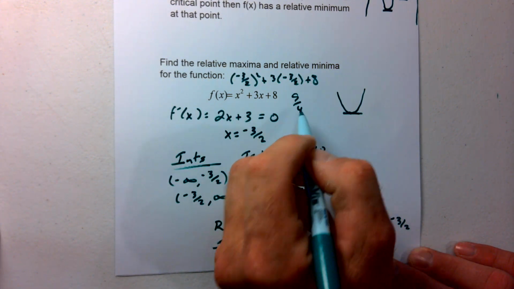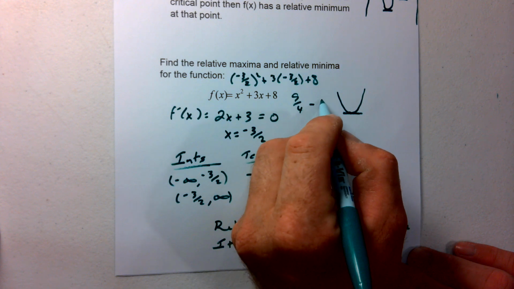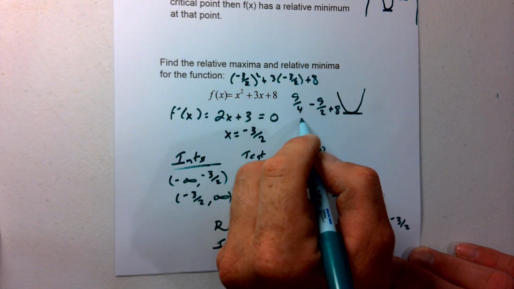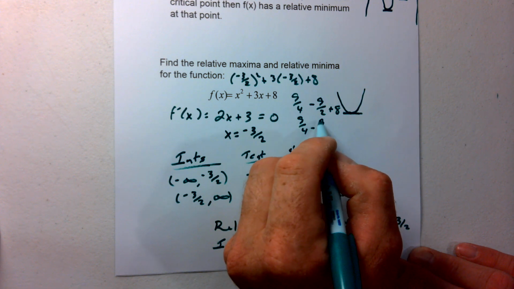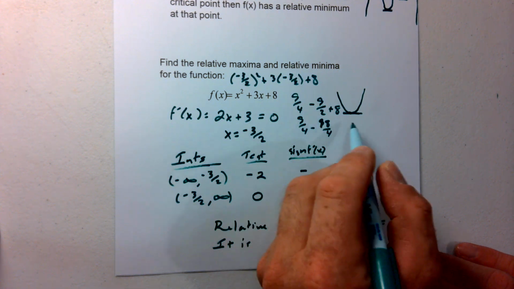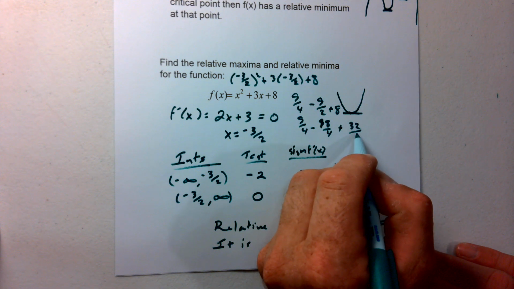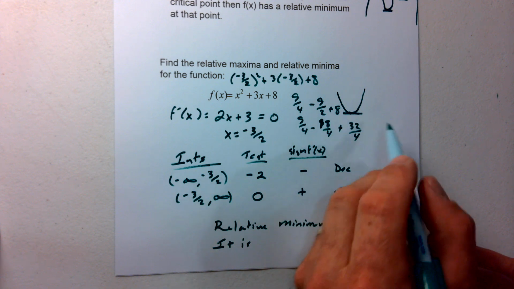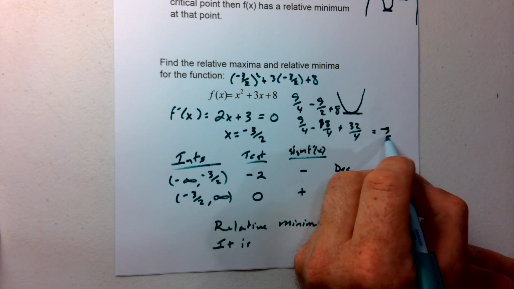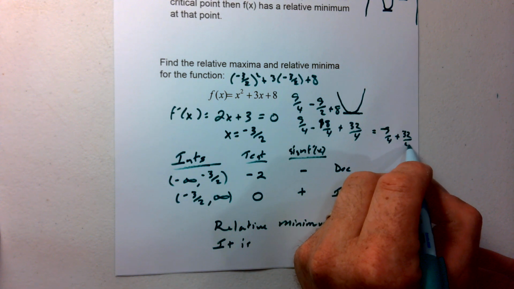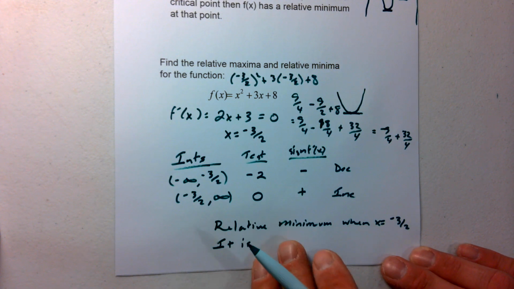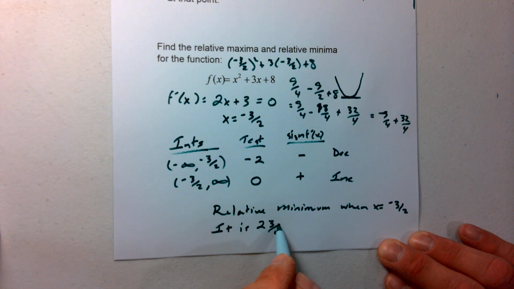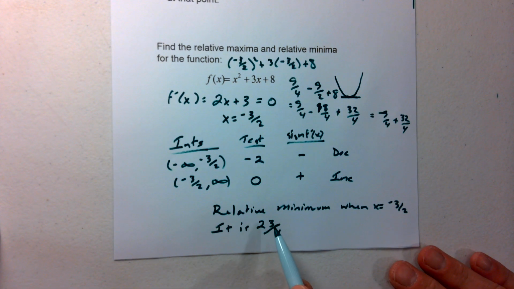So doing a little bit of math there, we get 9/4 minus 9 halves plus 8. Go ahead and find a common denominator. We get 9/4 minus 18/4 plus 32/4. So I get a negative 9/4 plus 32/4. My equal sign in there, I guess. So I get a positive 23/4. And that gives me what my relative minimum is.